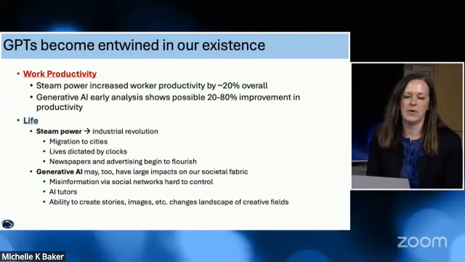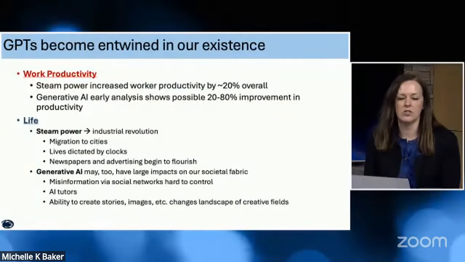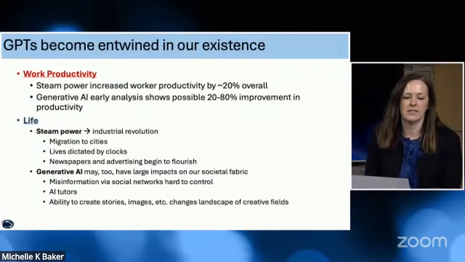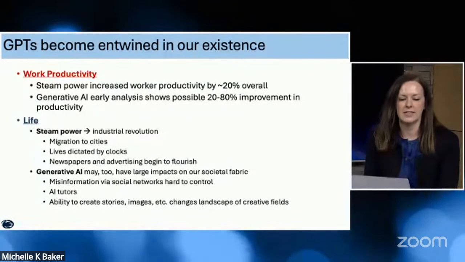We saw steam power or the Industrial Revolution changing the way we live. People migrated to cities. Our lives became dictated by clocks. Newspapers and advertising began to flourish. Generative AI, too, may have huge impacts on our society. Everything from misinformation being hard to control, to AI tutors, to the ability to create stories, images, and changing the landscape of creative fields, and many others.